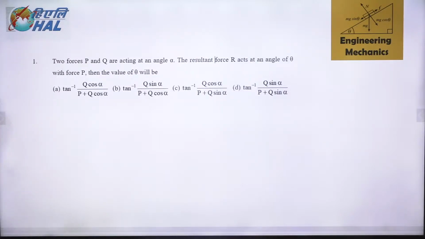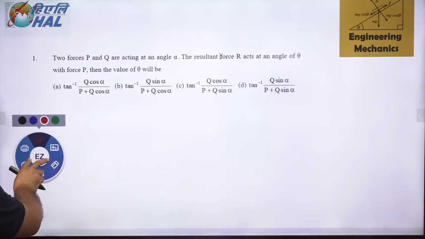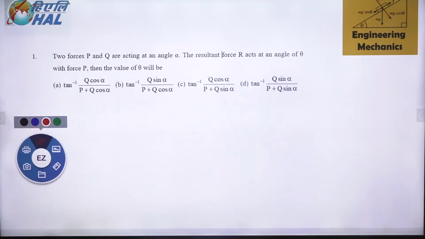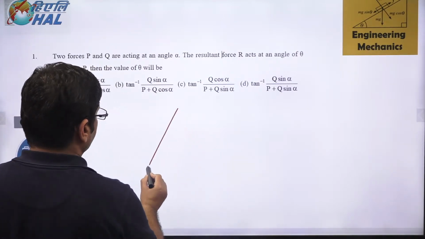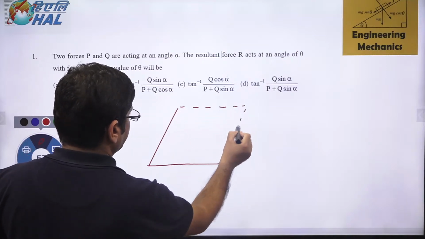This one is the first question. Now, on the basis of this concept, forces, many times questions are asked. So there are two forces which are acting at some angle alpha. The resultant force acts at an angle theta with force P. What is the value of theta? So let me make a diagram here for you. This is the kind of diagram we can think of getting.